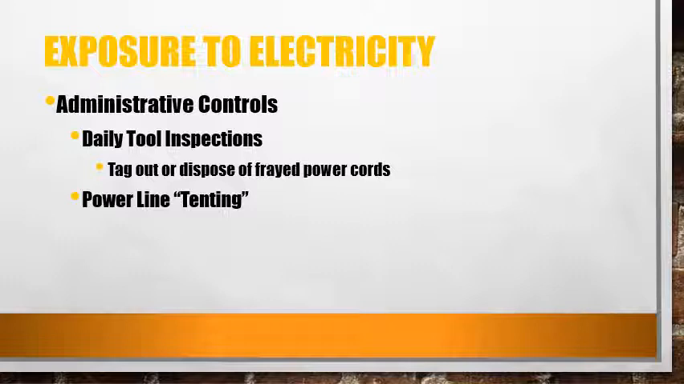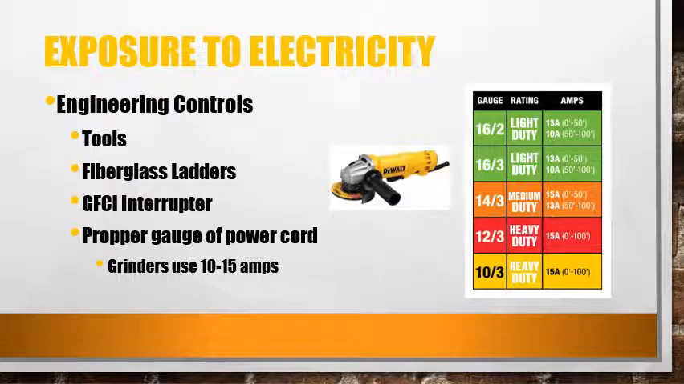If you're working near power lines, they can be tented. This is an administrative control. It is not your responsibility to tent those power lines. Speak to your supervisor to have those power lines tented. Some engineering controls we can put in place to reduce your exposure to electrical hazards include using insulated tools, using fiberglass ladders, using GFCI interrupters on your power cords, or making sure that you have the proper gauge of power cord for whatever tool that you use.